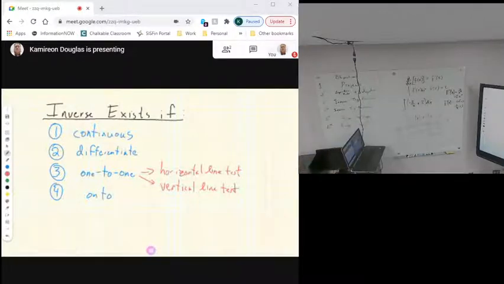Onto is a similar concept, but with a very different premise. It's the idea that there exists an output for every input.